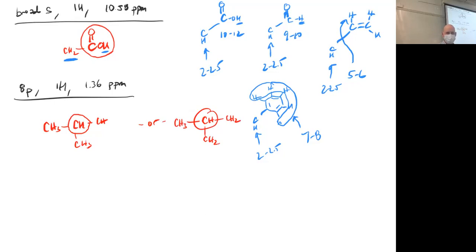1.36 ppm, what is that telling us? Anything? Yeah, so it's probably not close to anything electron withdrawing because it's just in that alkane region. All right, good.